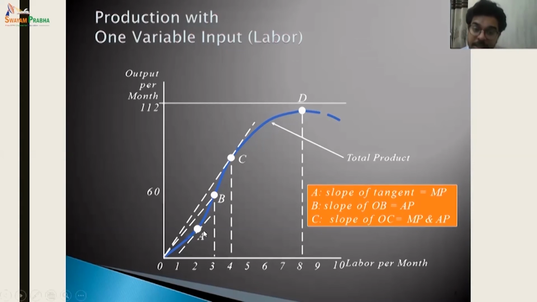So on this point A, this is my marginal product. On the point B, this is not the slope. The slope will be something like this, which will not touch the origin. So on point B, this will be my average product.